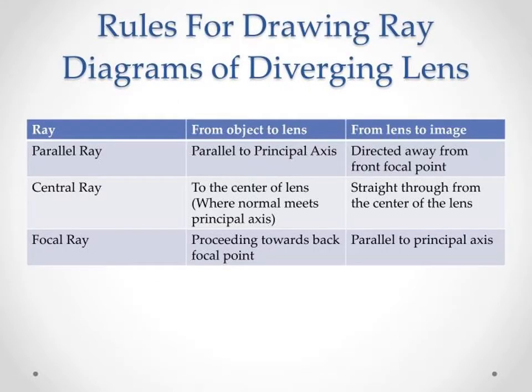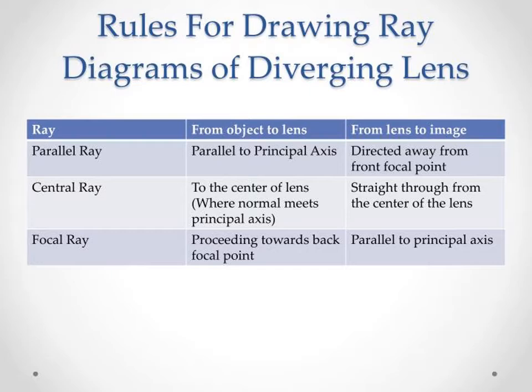Last video we learned some rules for drawing ray diagrams in case of a convex lens. These rules help us in drawing the image resulting from a convex lens. Also today we will study some rules for drawing ray diagrams in case of a concave lens. In case of a concave lens we also have three principal rays. First ray, parallel ray, second ray, central ray, and last ray is focal ray. All these rays start from the object to the lens.